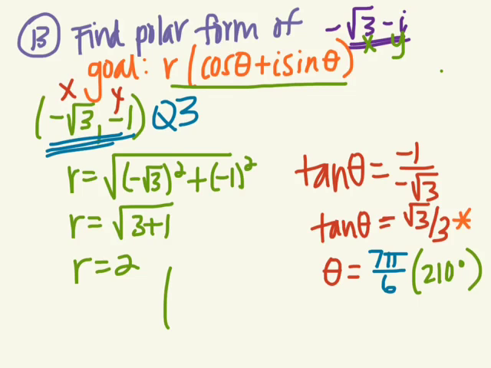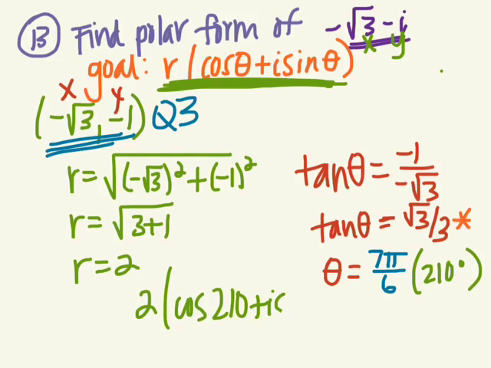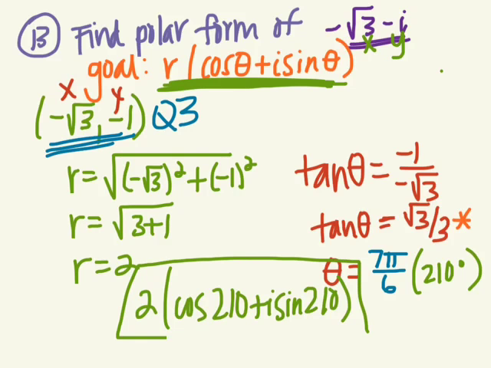So, your final answer, and again, you're going to write it in this format, so the radius goes out front, 2 times cosine of your angle, 210, plus i sine of your angle, 210 again. Now it says leave it in complex polar form, so we don't need to simplify this.